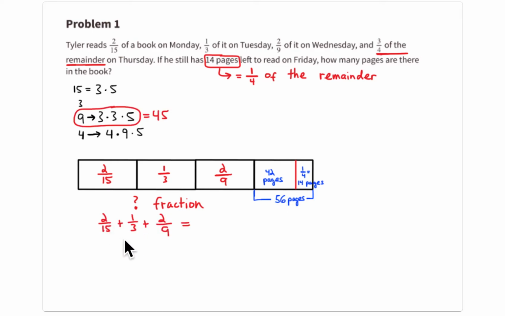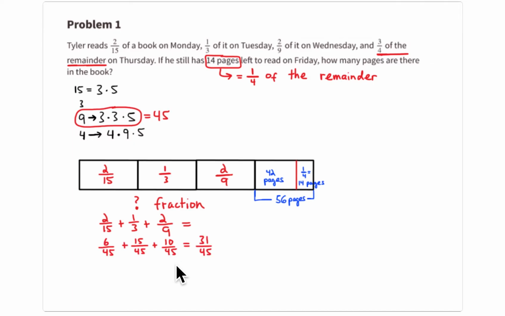So 2/15 plus 1/3 plus 2/9. I have to add all of those together. So 2/15 is the same as 3 times 15 is 45. 3 times 2 is 6. So 6/45.